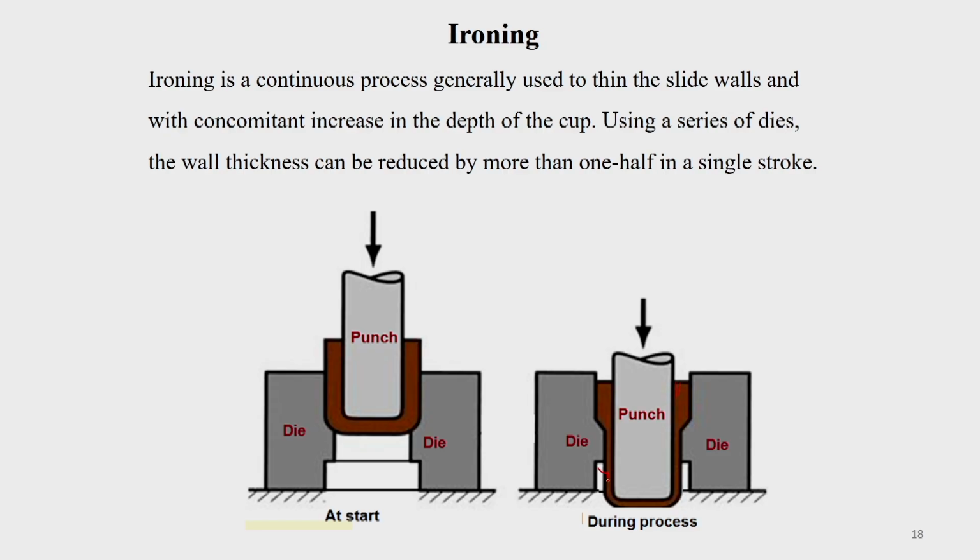Next there is a die here, when it moves here where the clearance is less. So, that is one advantage. More than one half of the thickness can be reduced, so almost 50% reduction you can have in a single stroke by this one, by means of ironing. So, that also is an extensively used process.